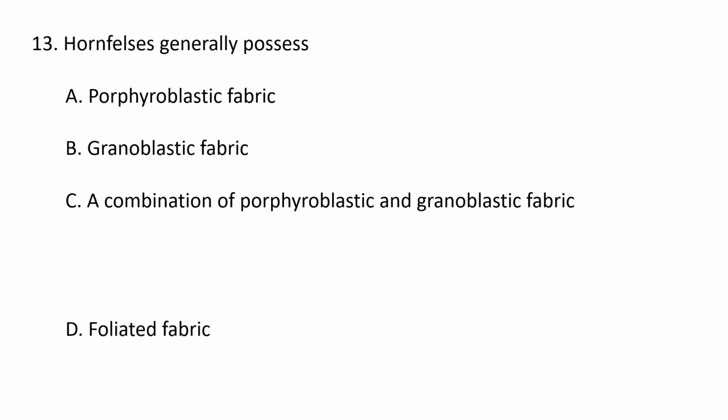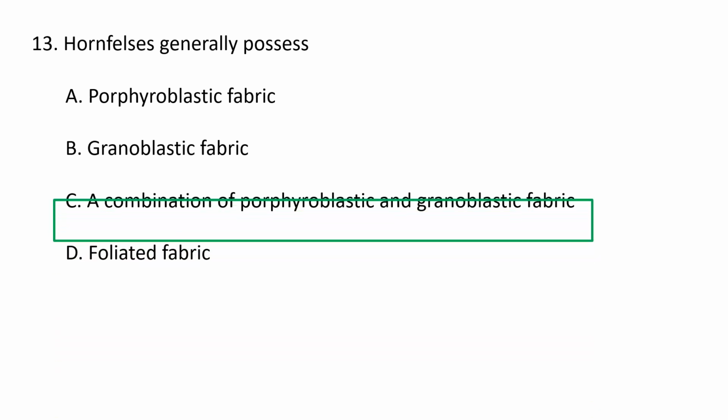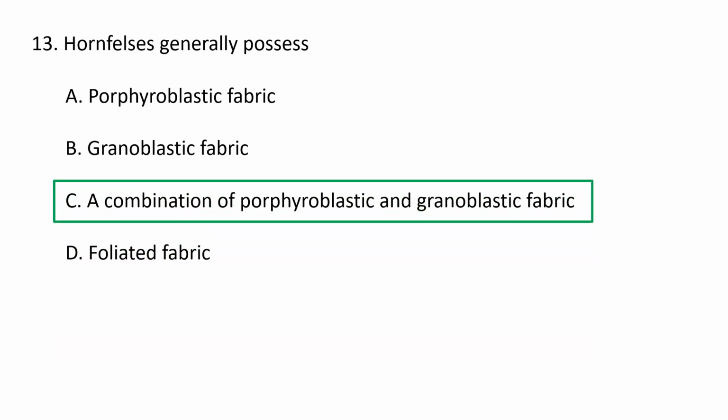Next question. Hornfelses generally possess A. porphyroblastic fabric, B. granoblastic fabric, C. a combination of both porphyroblastic and granoblastic fabric, and D. foliated fabric. So hornfels generally possess a combination of the porphyroblastic and granoblastic fabric. C is the correct option.